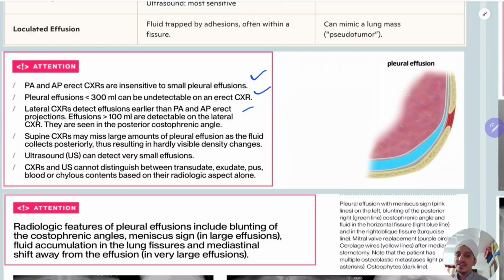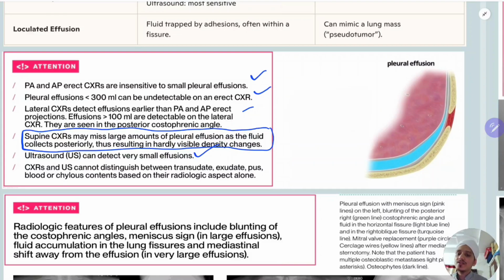Supine chest X-rays may miss large amounts of pleural effusion, as the fluid collects posteriorly, resulting in hardly visible density changes. So there is a sign when you take an X-ray of a patient with effusion who is lying down. I think it is some recess sign. We will learn that in the coming slides. Ultrasound can detect very small effusions, even 50 ml.